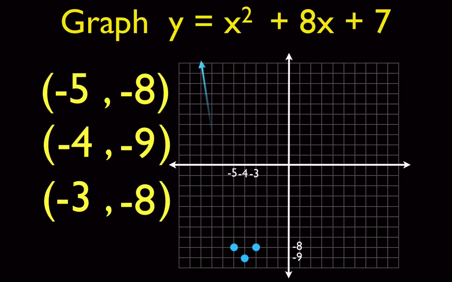After I do that, I try to draw a smooth curve, not a straight line, not a V shape, a smooth curve that goes through those points as best I can and creates a parabola.